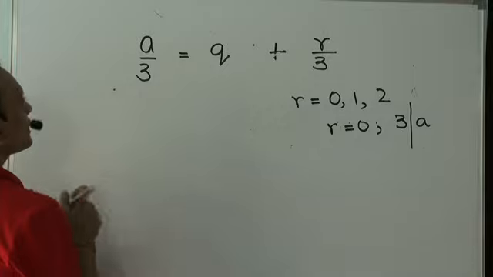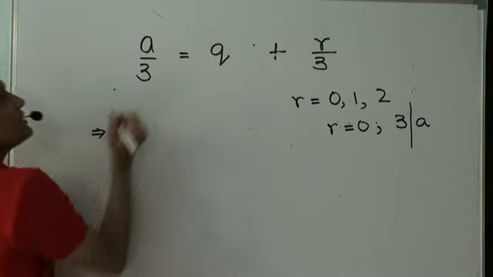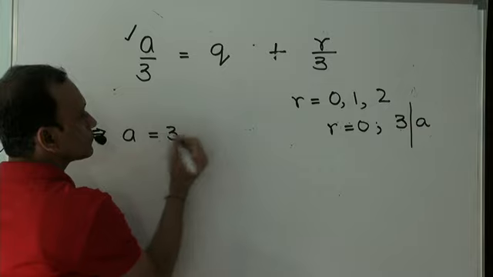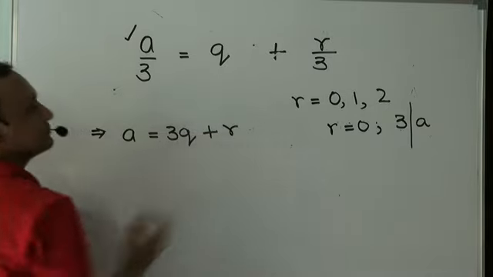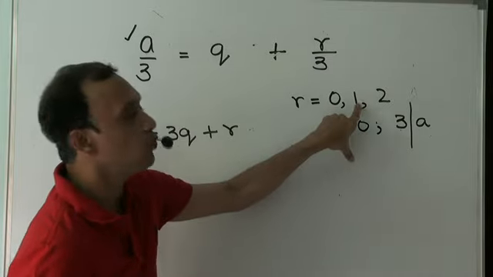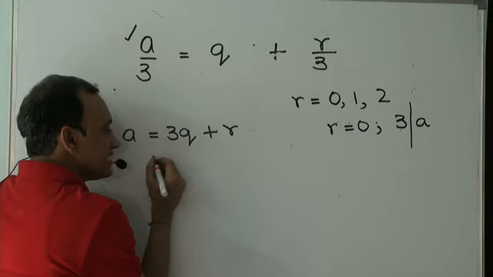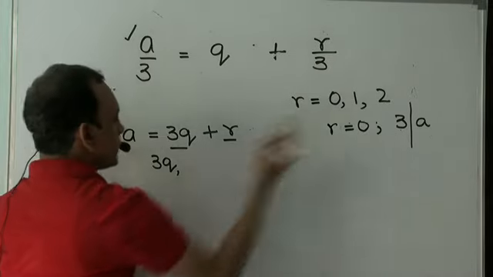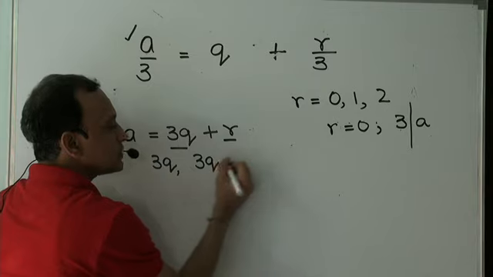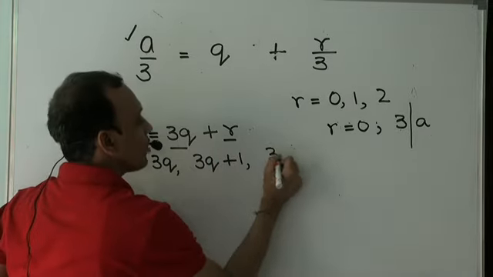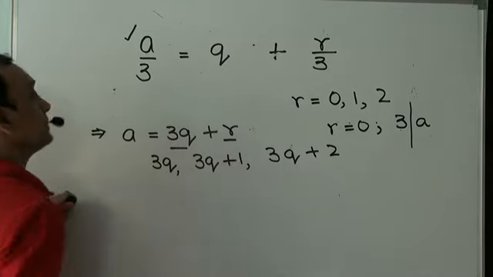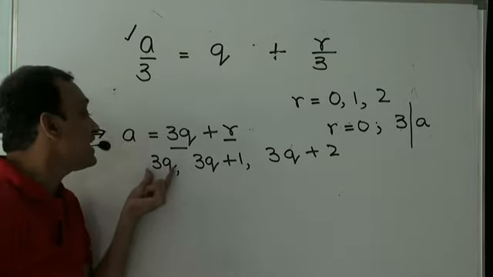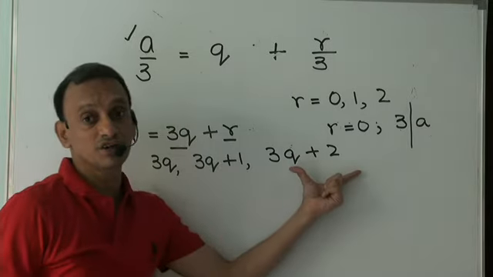So in one way or the other, any number a could be written in terms of 3. Any integer a could be written in terms of 3 as 3q plus r, where r can assume values like 0, 1, 2. So when r is 0, this takes the form 3q. When r is 1, it takes the form 3q plus 1. When r is 2, it takes the form 3q plus 2. That means all integers a in the number system could be written in terms of 3 as 3q, 3q plus 1 and 3q plus 2.